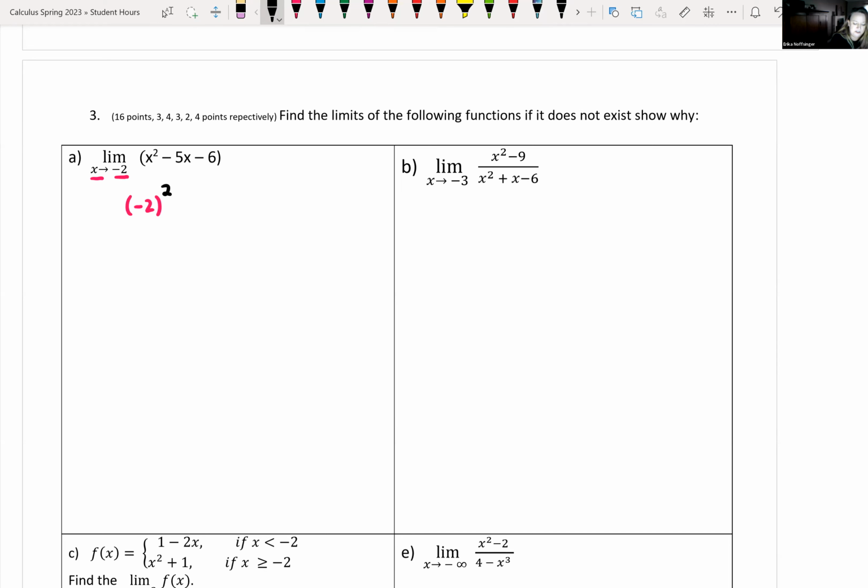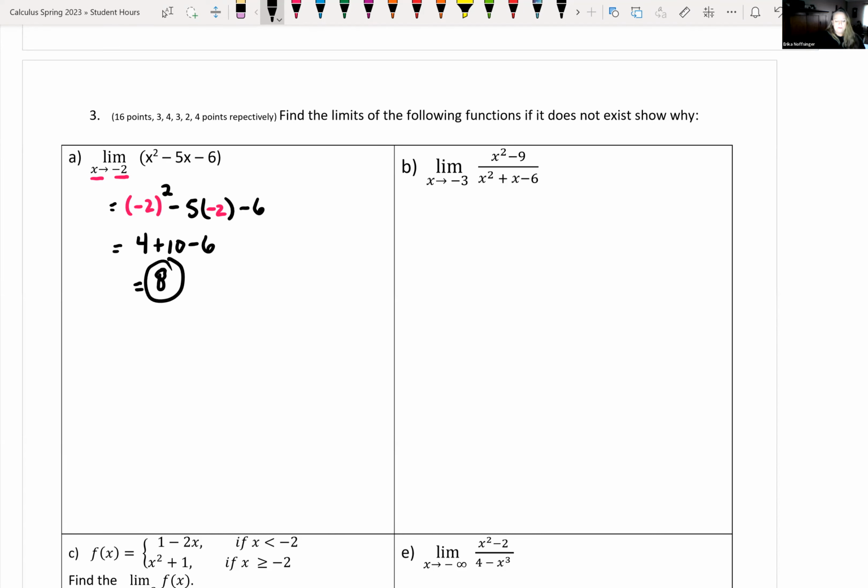So I have -2 squared minus 5, and I see an x, replace that with -2, minus 6. So -2 quantity squared, we got 4. -5 times -2, so that's 4 plus 10 minus 6. 4 plus 10 is 14. 14 minus 6 is 8. So our answer in this case is 8.